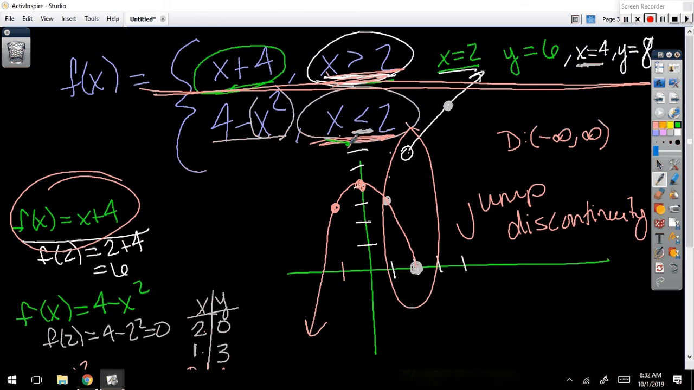If I told you that my domain on this was negative infinity to 2, 2 to infinity, then it would be continuous because it would leave that discontinuity out. But because that's in the domain, I have to include it here as I look at continuity. Does that make sense to you? Let me look at one more piecewise with you because I think we're struggling with piecewise.